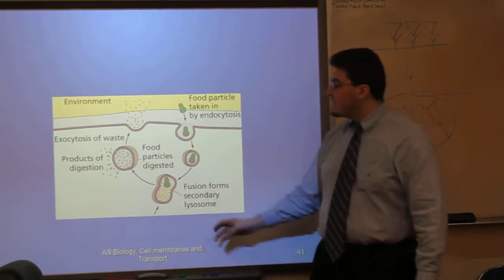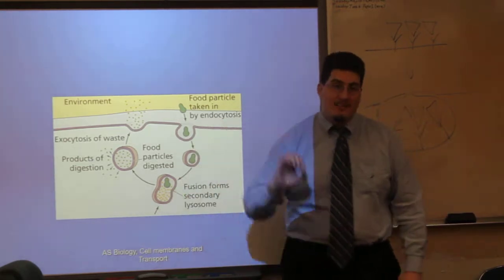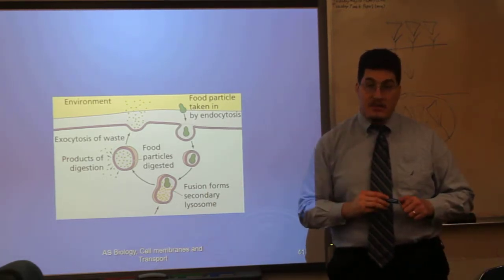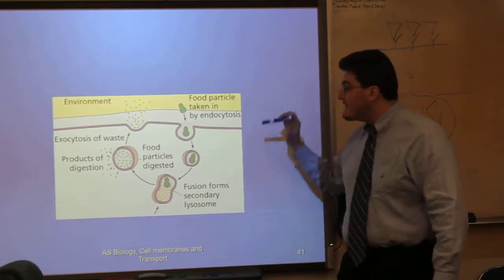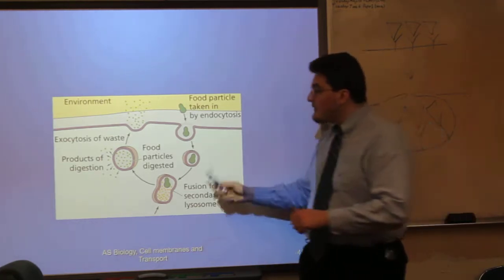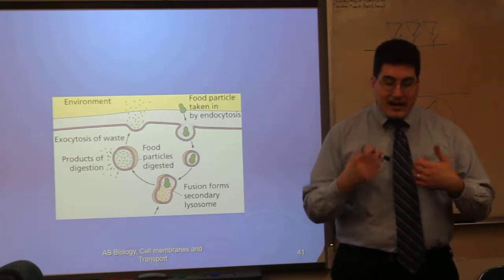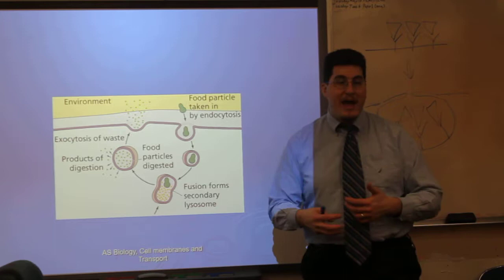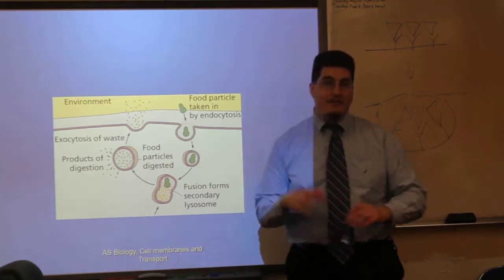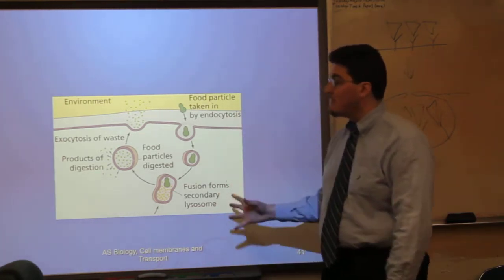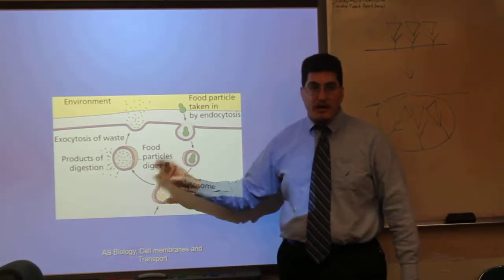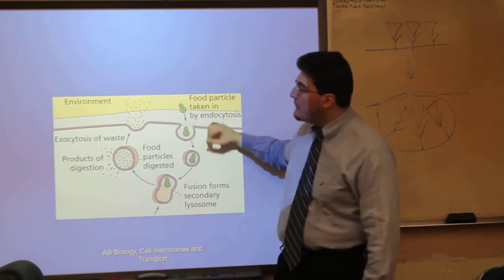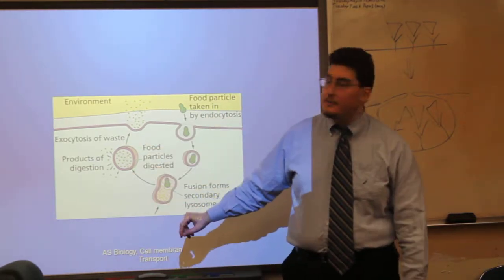This endocytotic vesicle will fuse with a lysosome, the organelle that we learned about earlier on in this unit, and that will form a secondary lysosome. The lysosome contains lytic enzymes that are designed to cut up and take apart all the stuff inside that endocytotic vesicle. That will digest whatever's in there. Now we have this secondary lysosome filled with digested food particles.